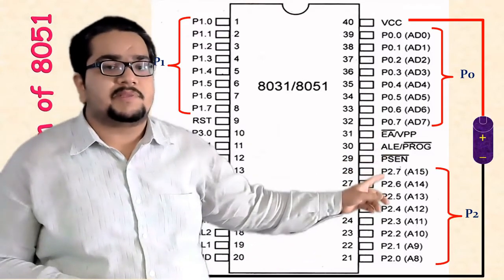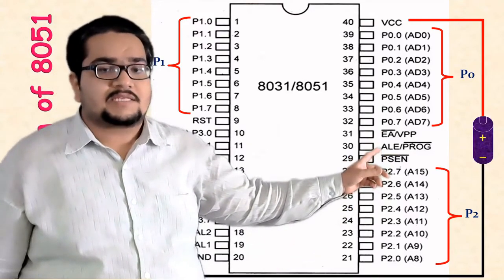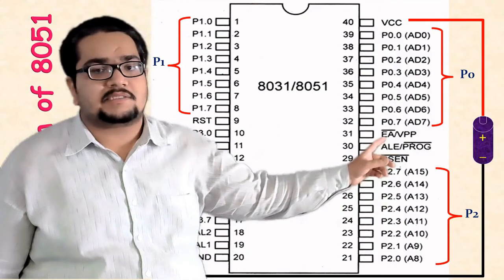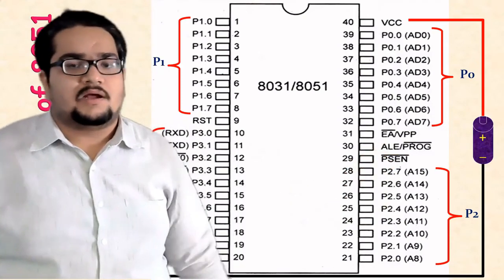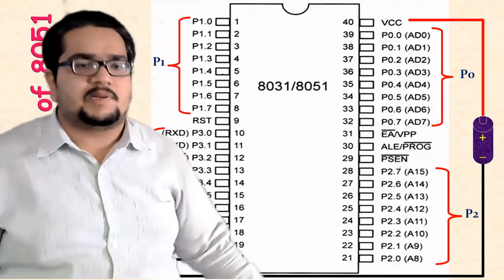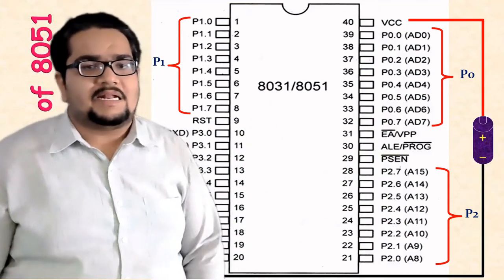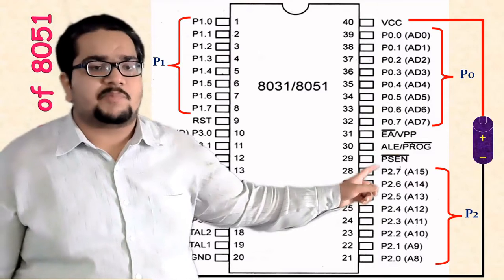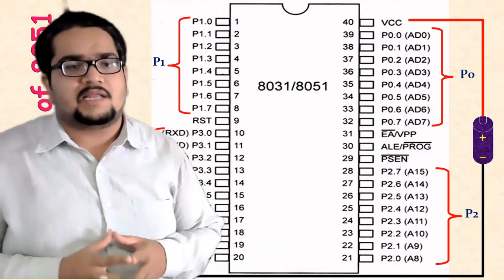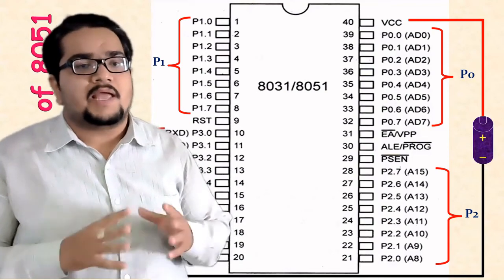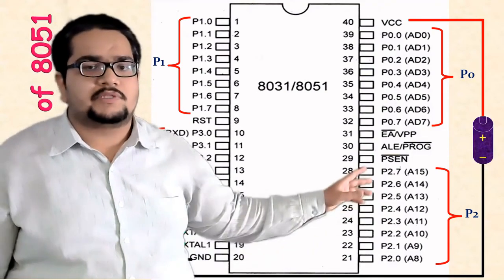Out of those 6 pins, here are 3 pins available. EA bar is called external access. Pin number 30 is ALE, which you already know, address latch enable. The use and purpose of ALE is similar to what it was for the 8086 processor. Next is PSEN bar, called program store enable, which is used for accessing external program memory. So we'll talk about these 3 signals.